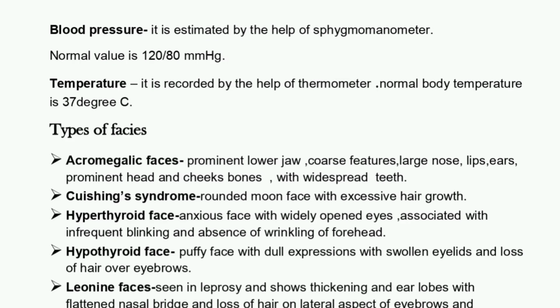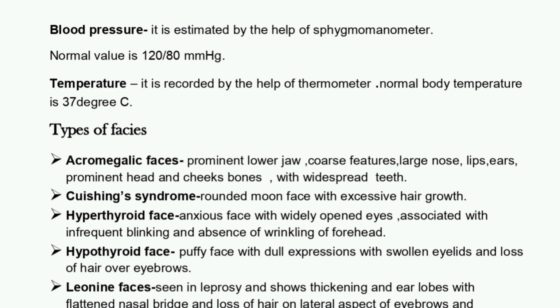Then comes the blood pressure. It is estimated with the help of a sphygmomanometer. There are various types of sphygmomanometer, the digital one, the mercury. The most accurate is considered to be the mercury type of sphygmomanometer, and the normal value is 120 by 80 mm of Hg. Then temperature, it is recorded with the help of a thermometer, and the normal body temperature is 37 degrees Celsius.